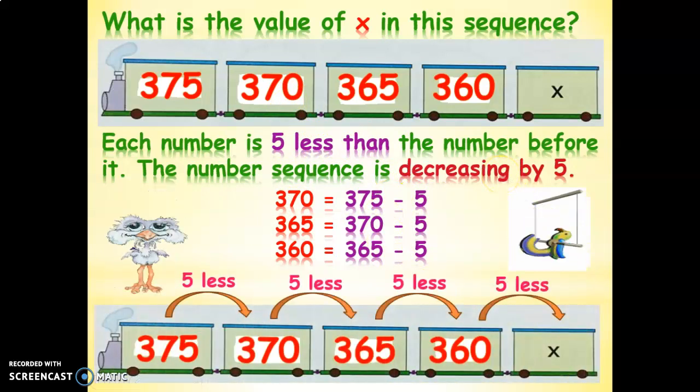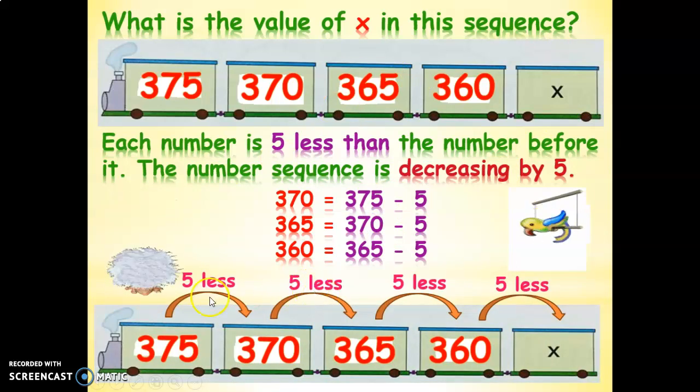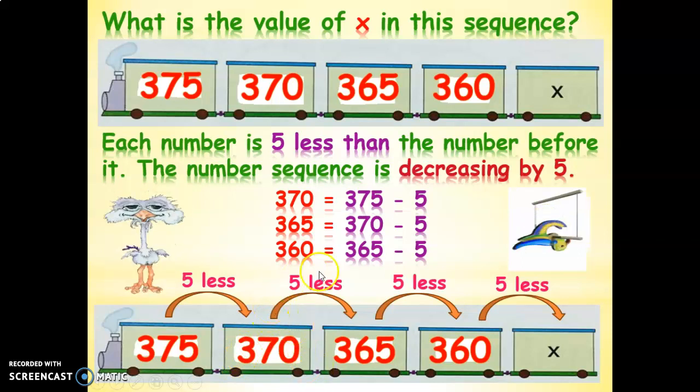Now using the same example, 5 less than 375 is 370. 5 less than this is 365. 5 less is now 360. What do you think is the next answer? 5 less than 360 is 355.